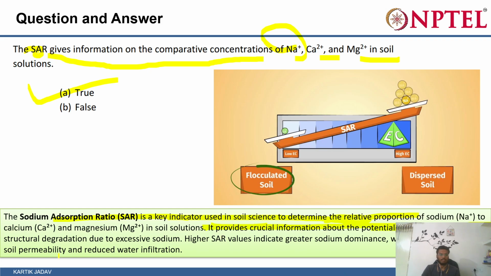So the higher the sodium adsorption ratio, it indicates greater sodium dominance, which can lead to poor soil permeability and reduced water infiltration because of soil coagulation. Okay, you can see here, if there is a higher electrical conductivity, it means there is a dispersed soil, while lower electrical conductivity leads to a populated soil.